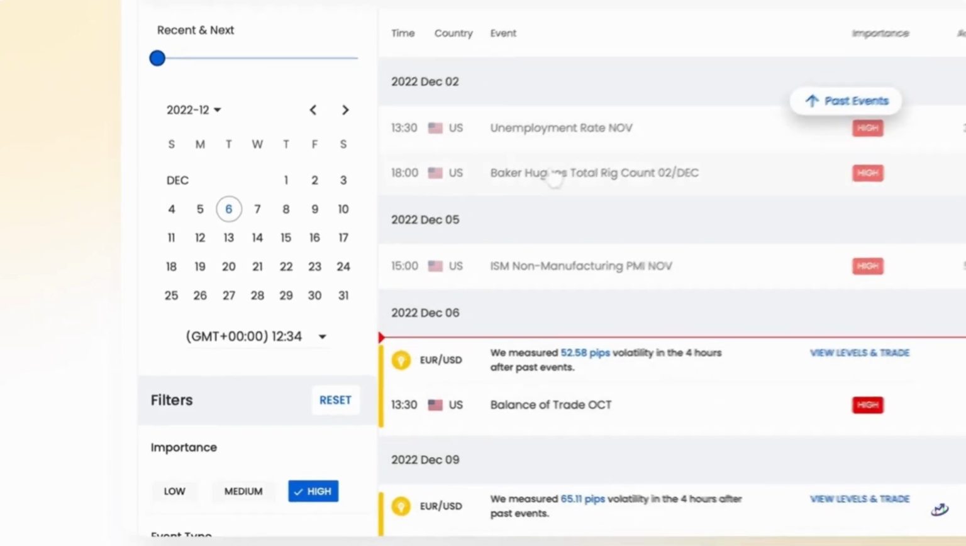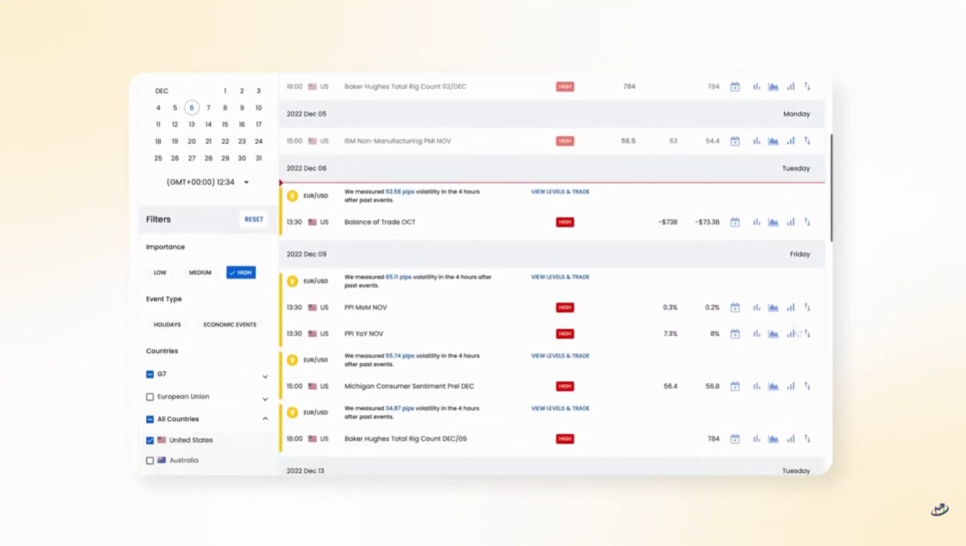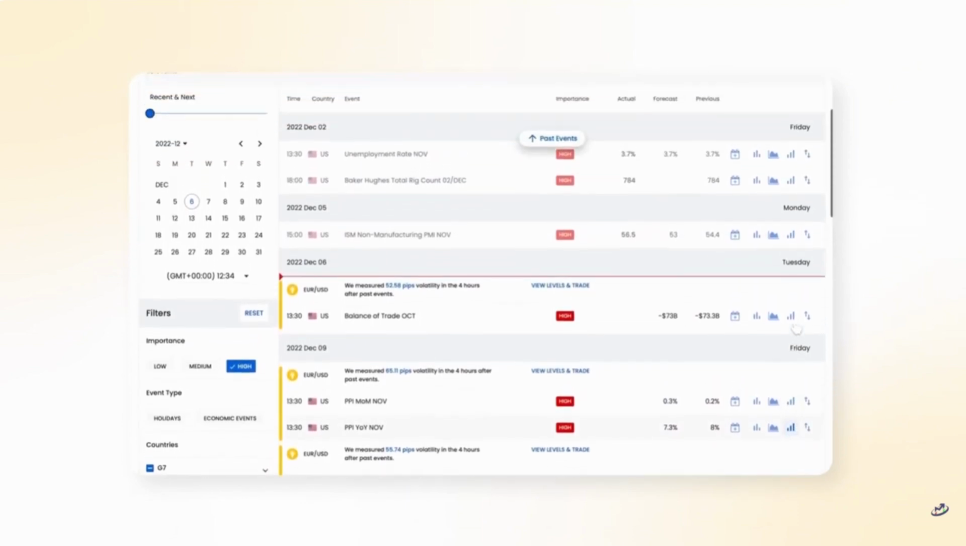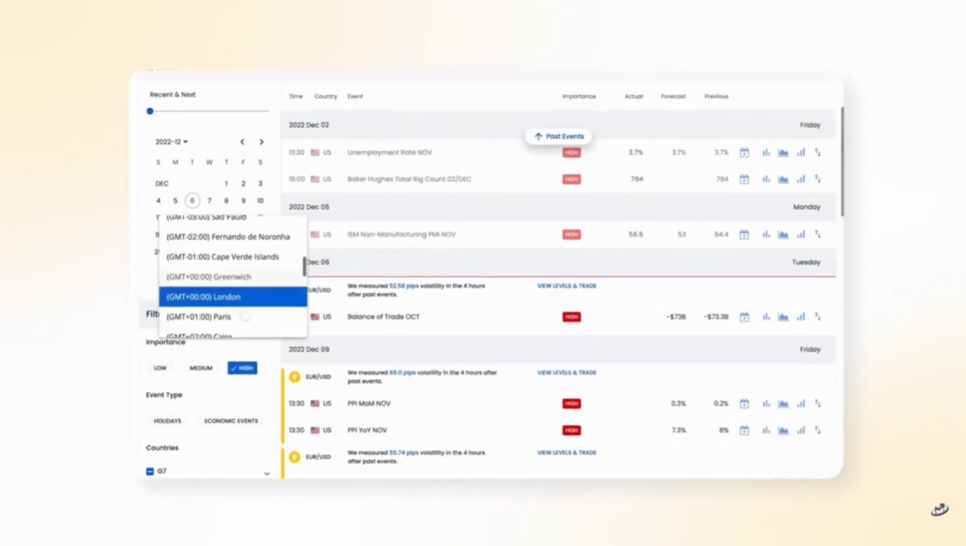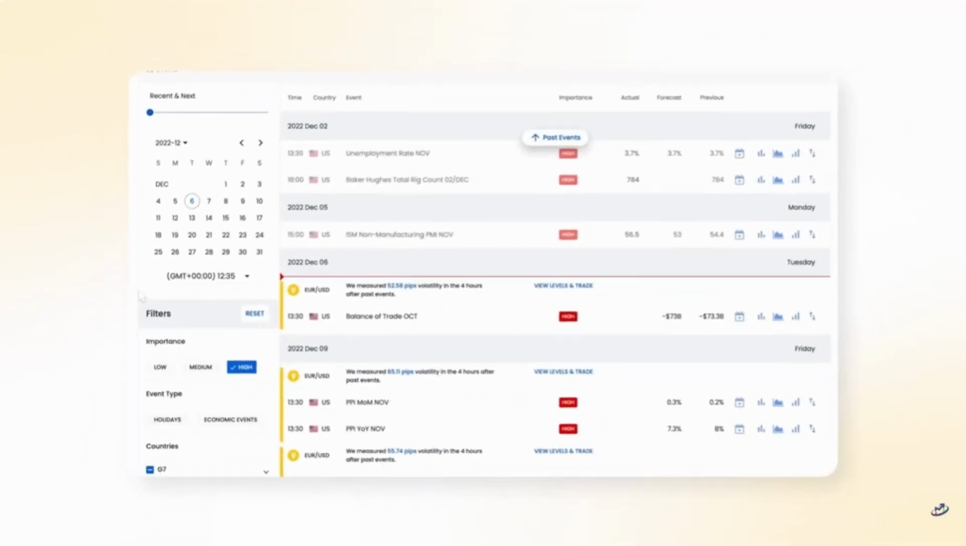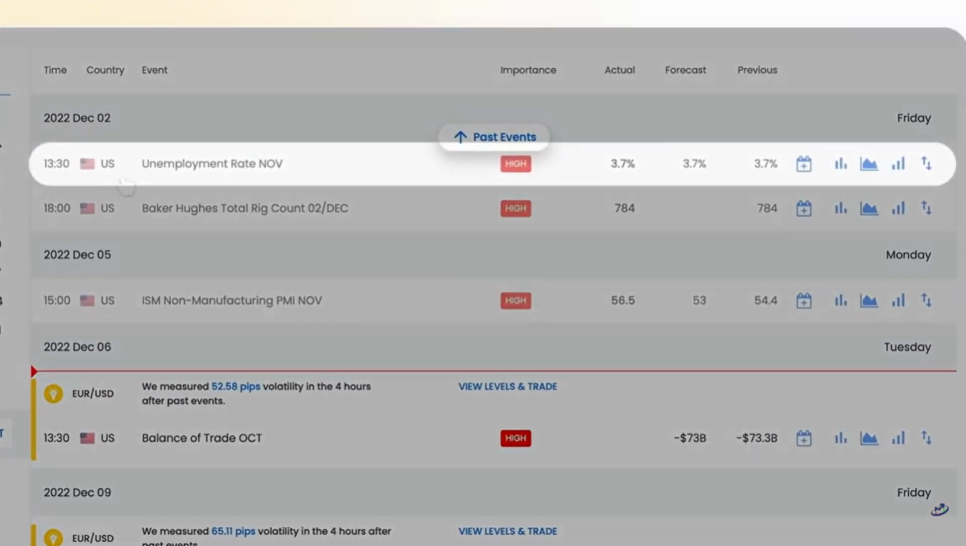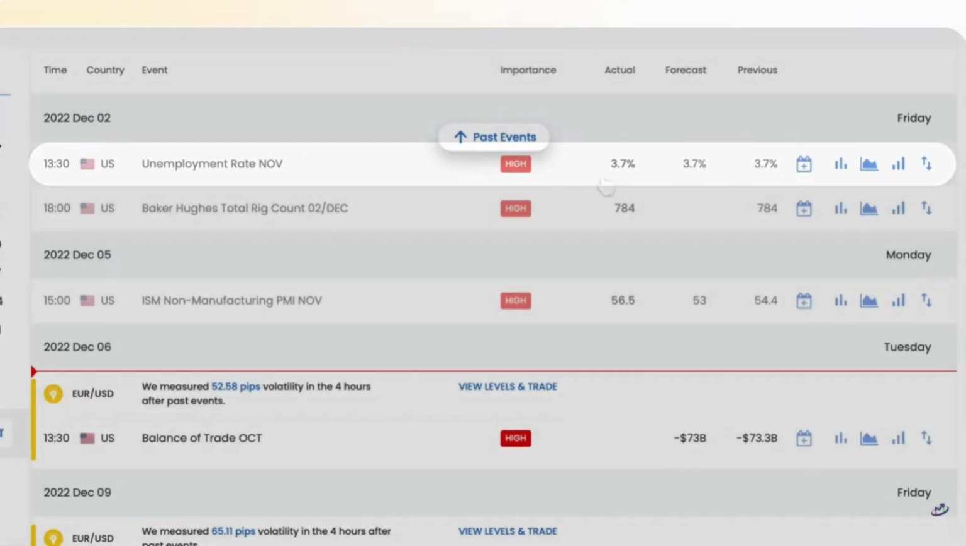Current and upcoming economic events are listed in chronological order and updated in real time. We automatically detect your local time zone, but you can always change this at the top. Updated in real time for each economic event, you will see event time, the country the event has occurred in, the event name, the importance level, and actual, forecasted and previous values.